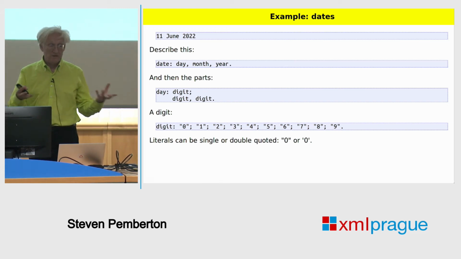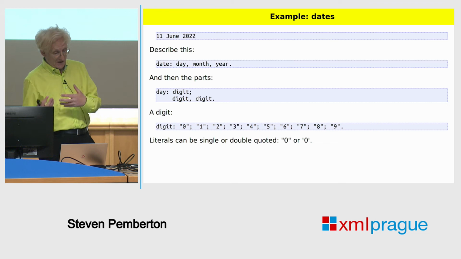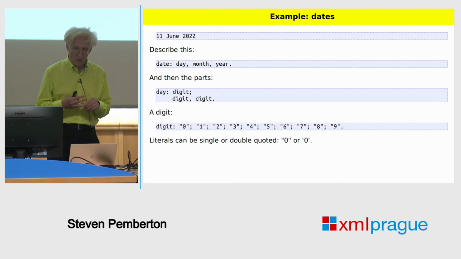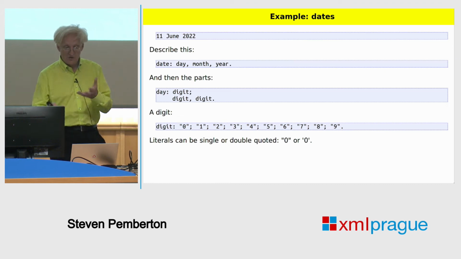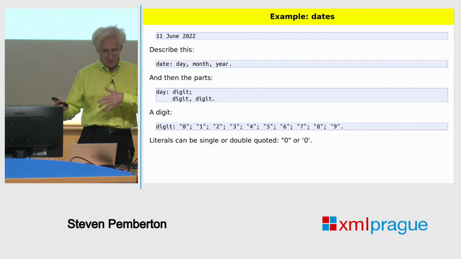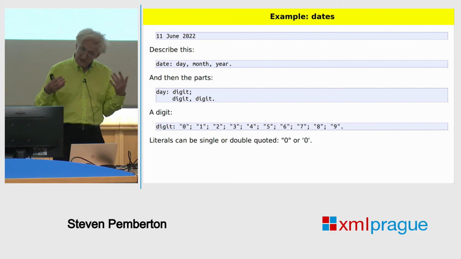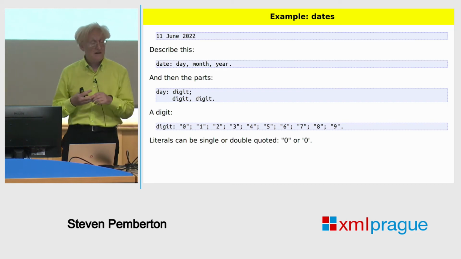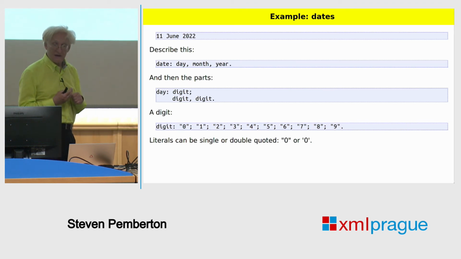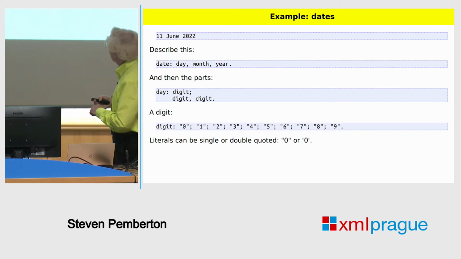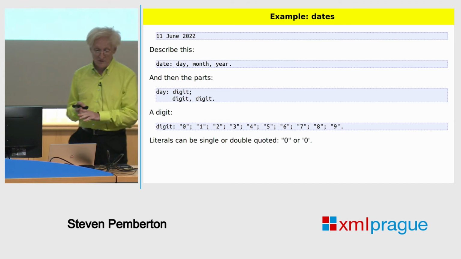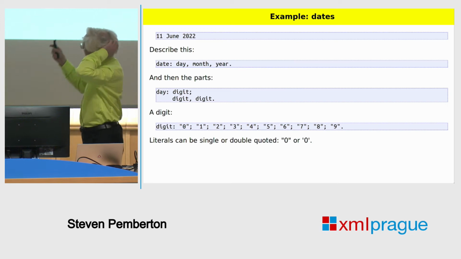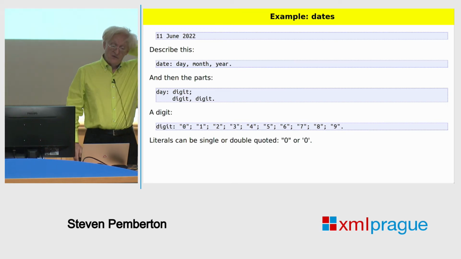Then we define the subparts. A day is either a digit or a digit followed by a digit. So the semicolon means or, and so it's got two options. It's either a single digit or 2 digits. A digit is just a list of those. So they're strings separated by semicolons, and you can use single or double quotes around your literal strings. So it means those are literal elements that have to be in the input.